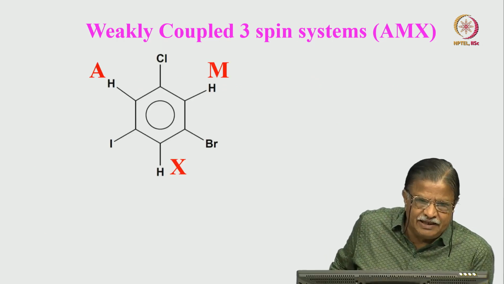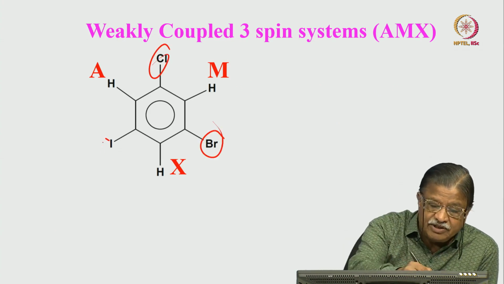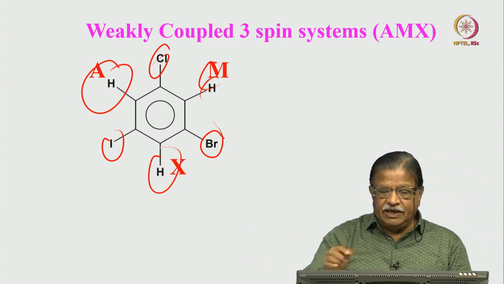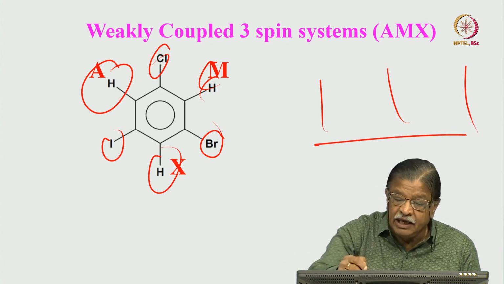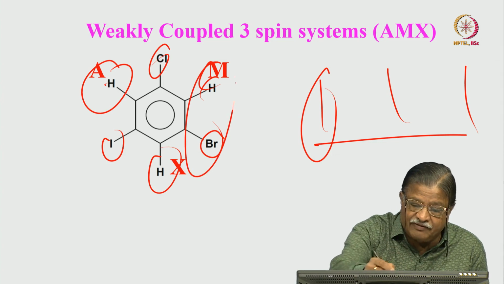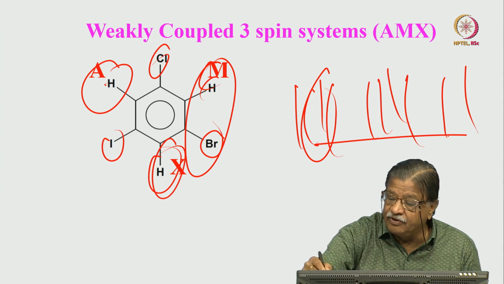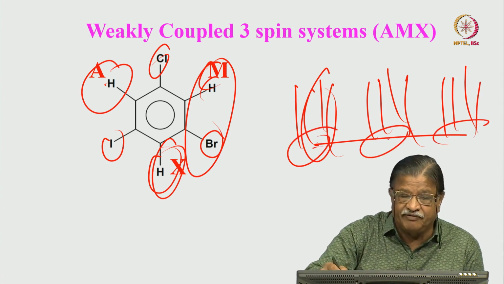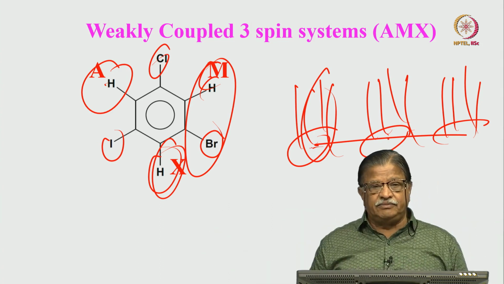Weakly coupled 3 spins, for example, is like this: A, M and X. Here, because of different substitutions, the chemical shifts of all the 3 are entirely different. One is here, other is here, other is here, very well separated peaks. Each of them will be split: A is split because of M and X. You will get a 4 line pattern. This gives a 4 line pattern. This gives a 4 line pattern. But remember, they are far away separated. This is far away separated from this. This is far away separated from this, and these 2 are further separated far away.